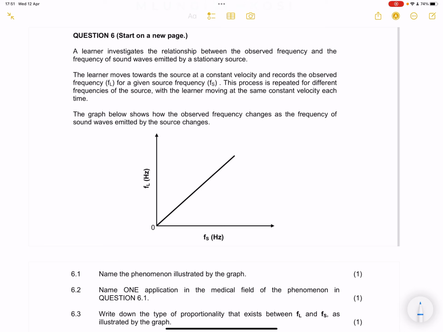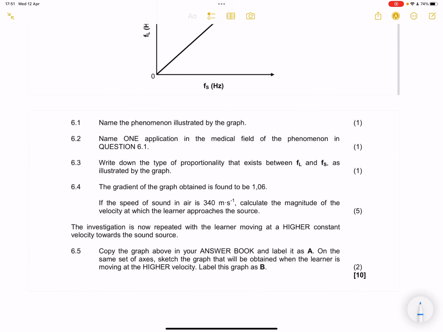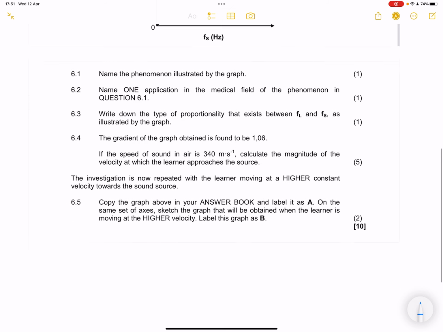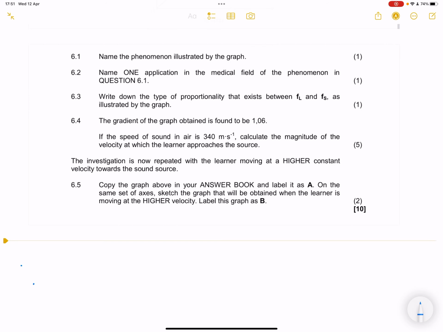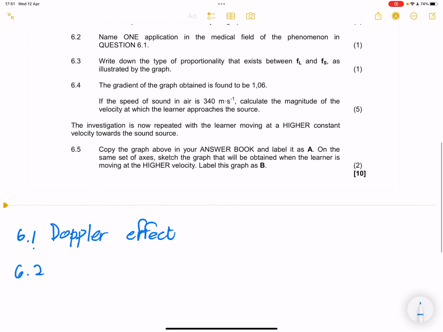They say the graph below shows how the observed frequency changes as the frequency of sound waves emitted by the source changes. They're asking us to name the phenomenon illustrated by the graph. Obviously, we know that this is the Doppler effect. So we know that answer there. And please, it's very important that you also know the definition as well. Let's go on to 6.2.